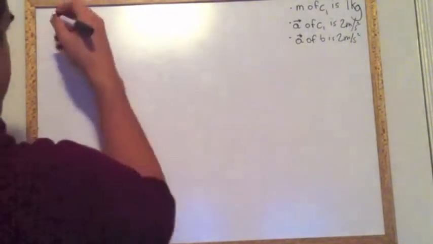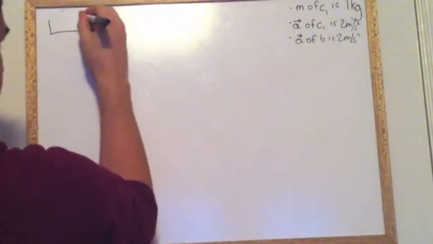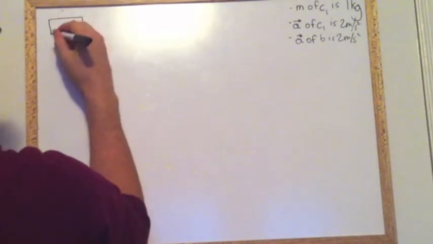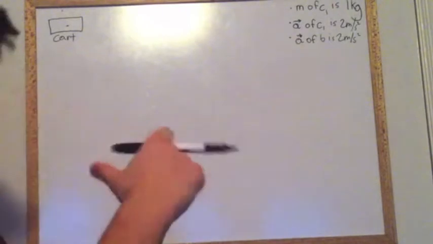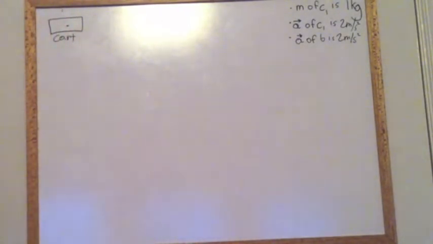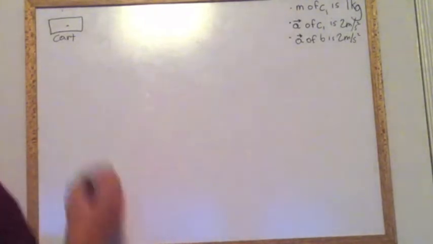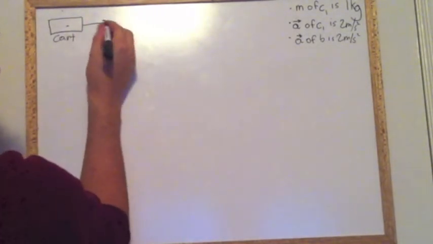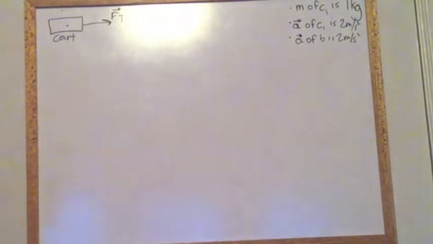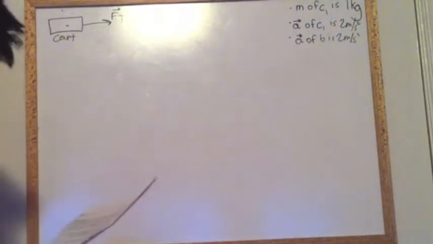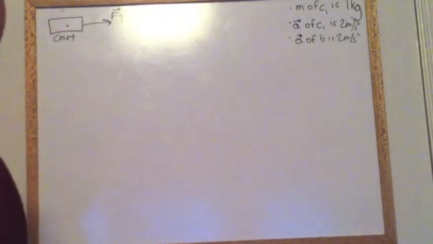So, with regards to the carts, this is our cart right here. And we're told that it's traveling frictionless, which means we don't have to draw any arrows going the opposite direction. We know that it's attached to a string, so we're going to say this is FT. Now, unfortunately for us, we do not know what the FT is as of yet, but we will find that soon enough.